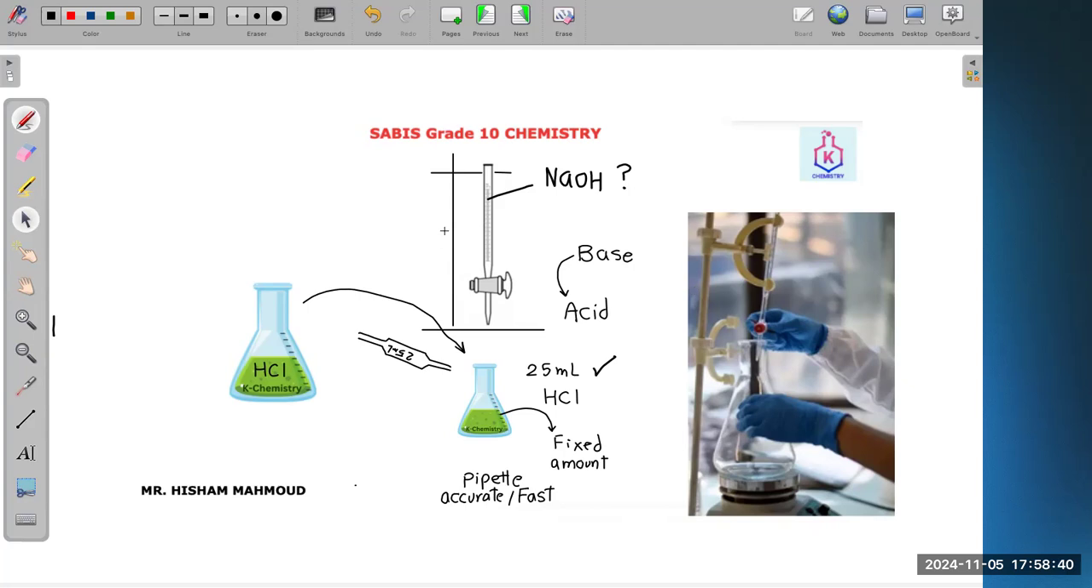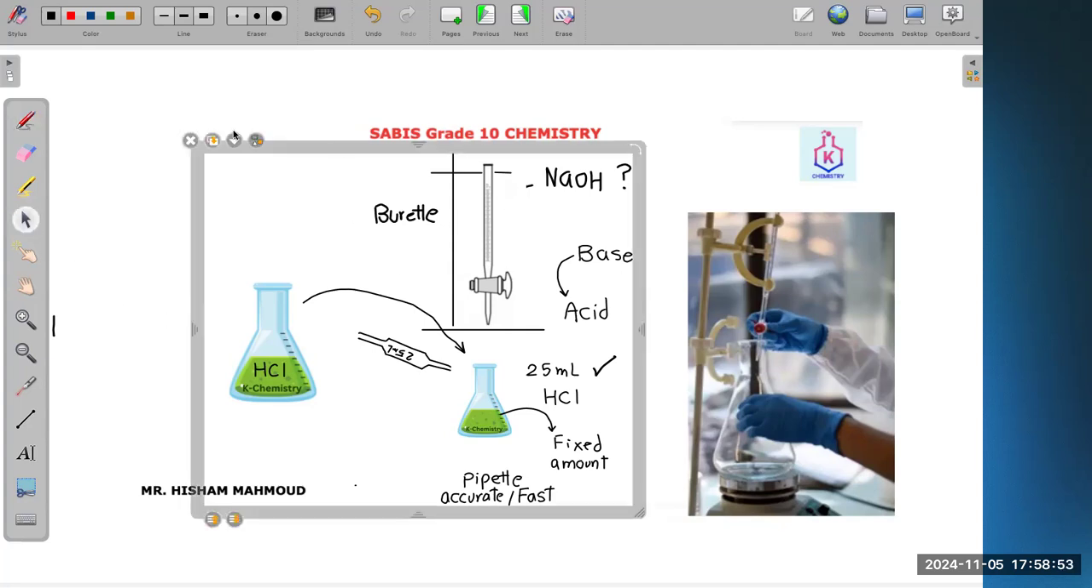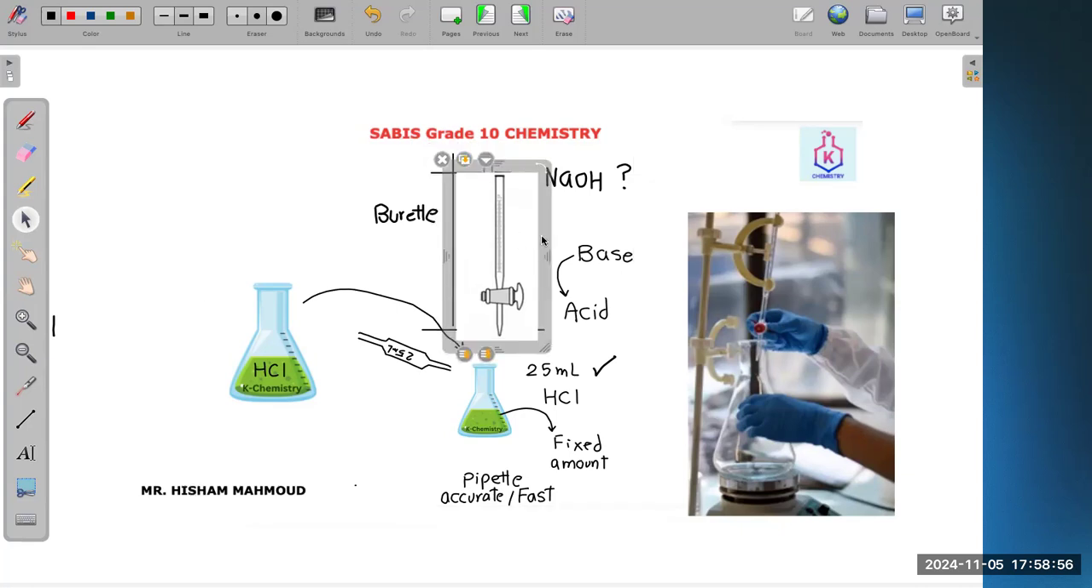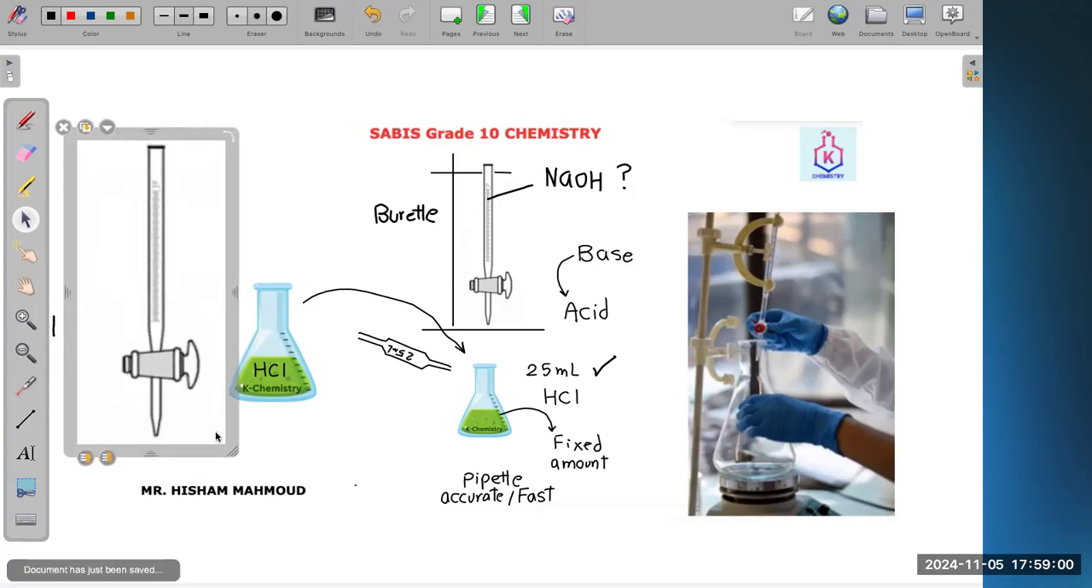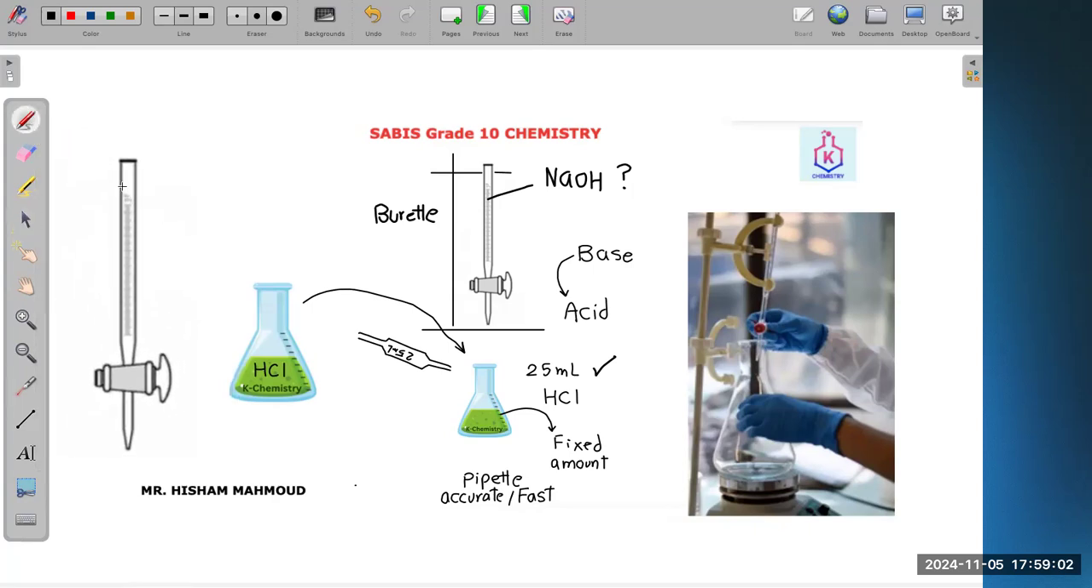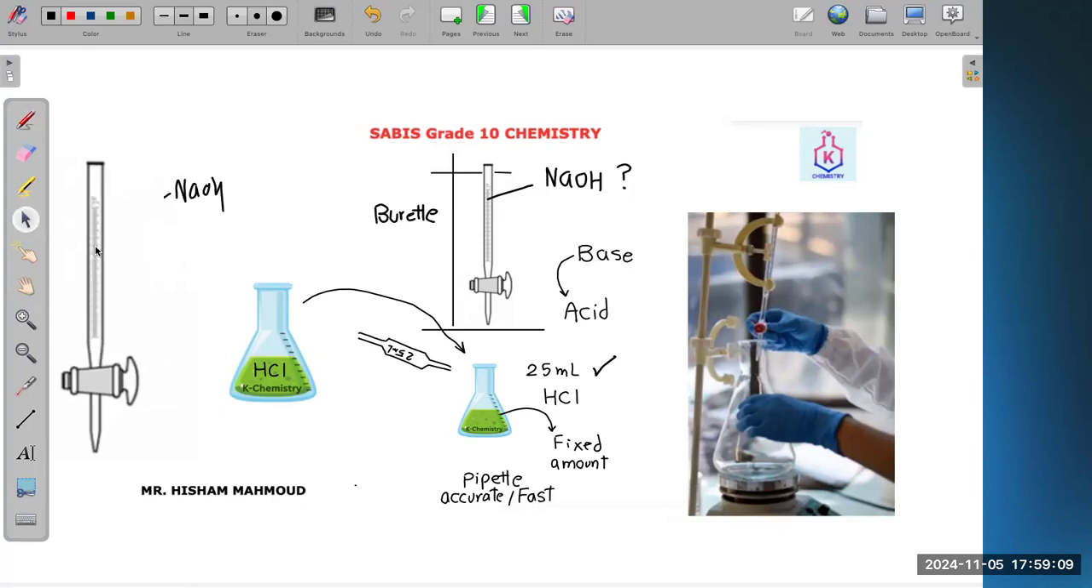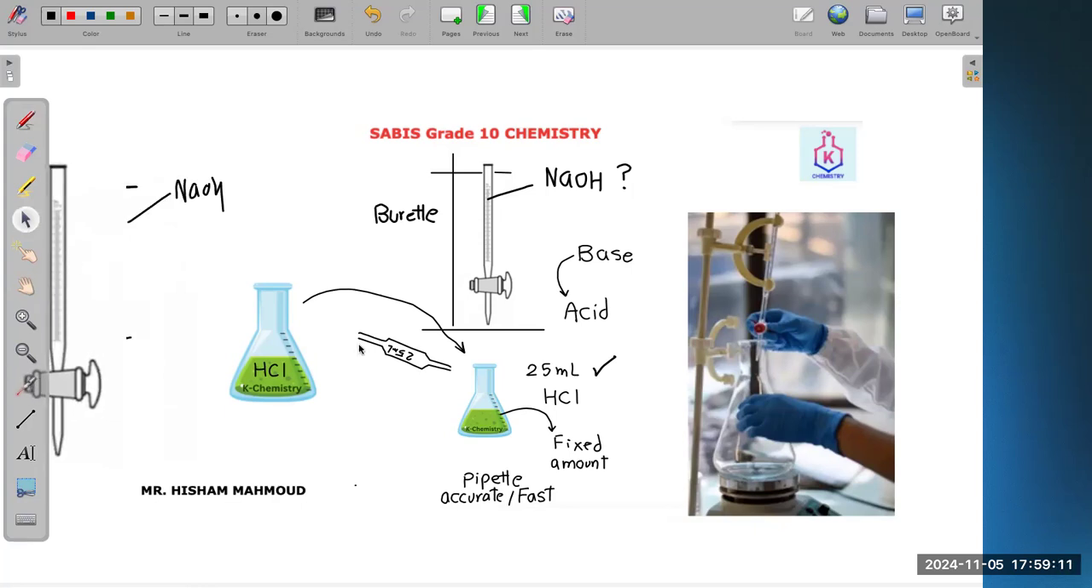So I will go ask the teacher how much sodium hydroxide I should put in this burette. It's called what? Burette. He will tell me just fill it up until the end. So I'll bring my burette and fill it all the way with sodium hydroxide until the end. Okay, I filled it, Mr., all of it with sodium hydroxide.